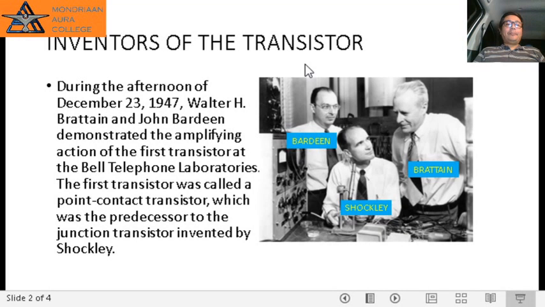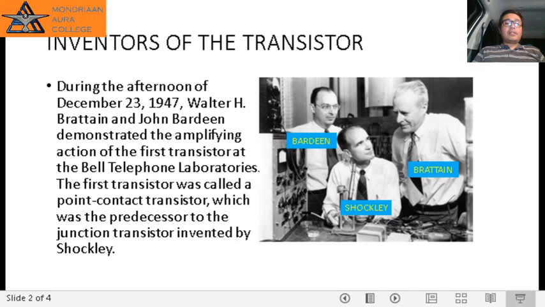Great day to all! Today, magdi-discuss tayo ng dalawa pang circuit configurations ng bipolar junction transistors. Namely, yung common emitter at yung common collector. But before that, a bit of info about sa kung sinong nag-imbento ng transistor.